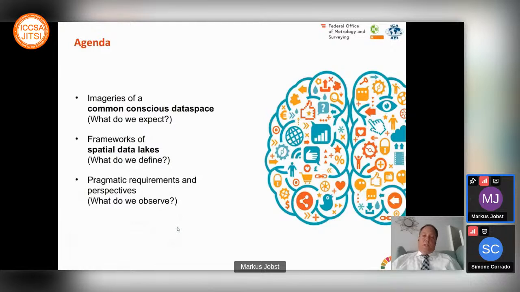So the agenda I will propose is that I will, to some extent, explain what we expect of a common conscious data space. So what is our imagery of a common conscious data space? I will then go into what we do at the moment, what we define as spatial data lake or smart environment for data information, what can we observe at the moment. And the third part will go into the pragmatic requirements and perspectives, what we have observed by our example.